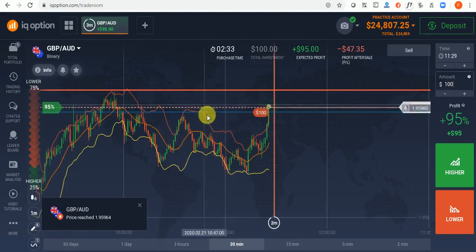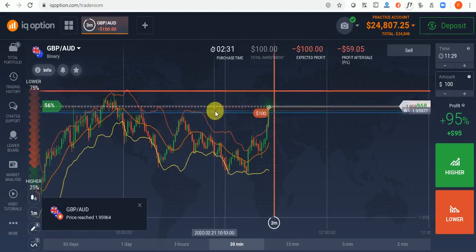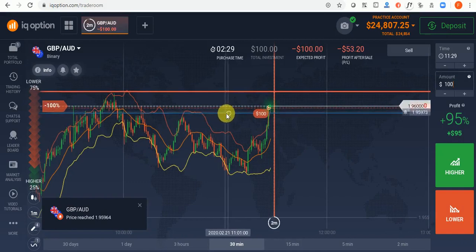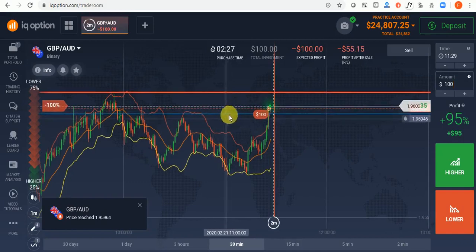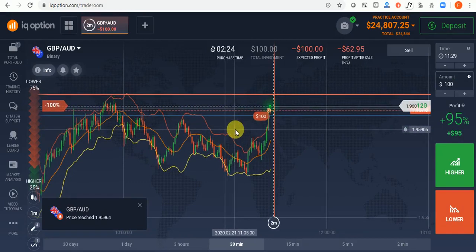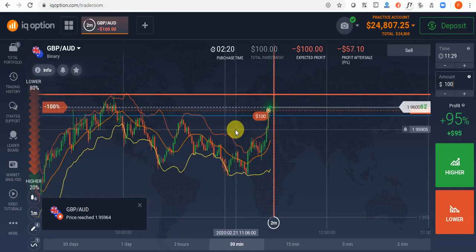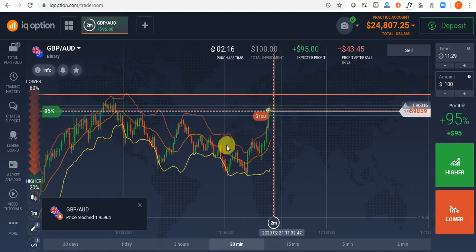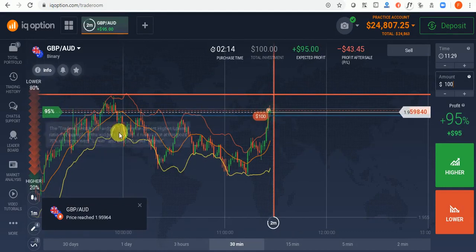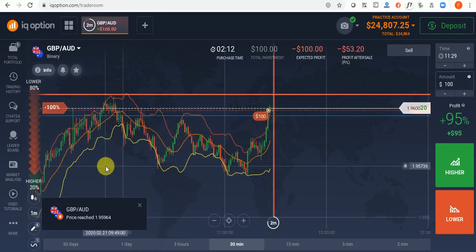Remember, we are using this minor resistance line to determine our trade. So let's wait. Still going up. Still going up. We want to trade 3 minutes, right? Okay. Let's wait and see.